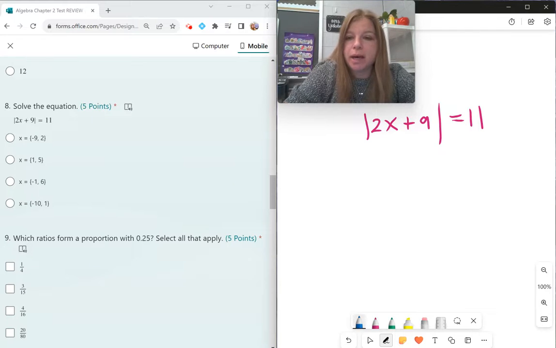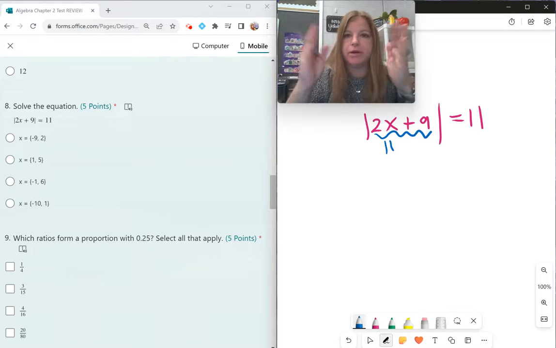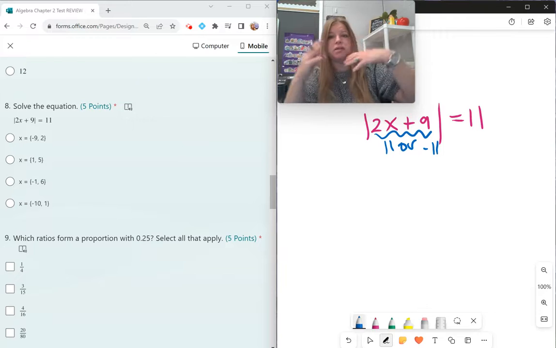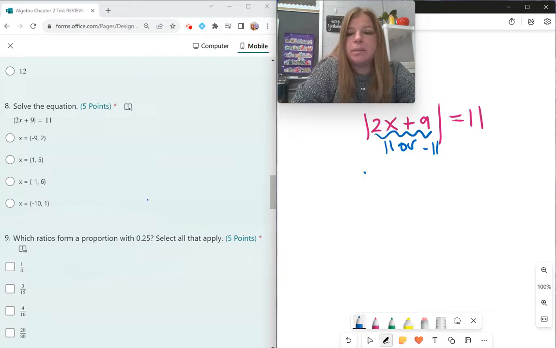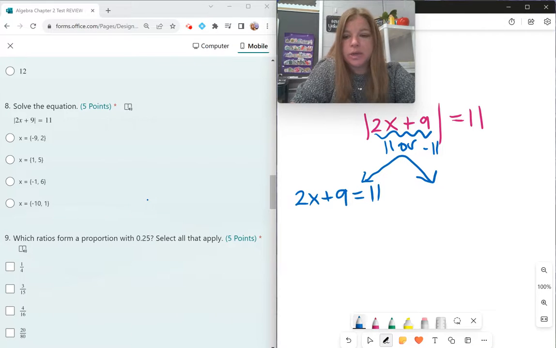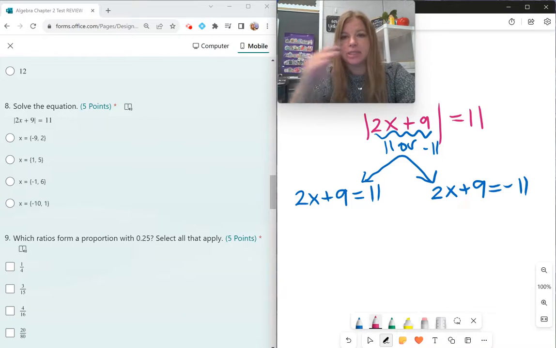What we do have to think about is, hey, I want 2x plus 9 to either equal positive 11, because the absolute value of 11 is 11, or I want that whole expression 2x plus 9 to equal negative 11, because the absolute value of negative 11 is also 11. So we end up writing two equations. We write 2x plus 9 equals 11, and the second equation is 2x plus 9 equals negative 11.